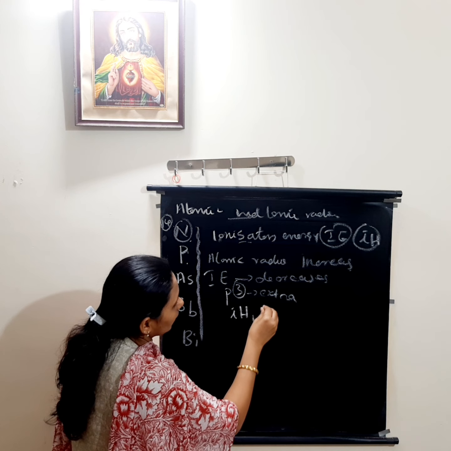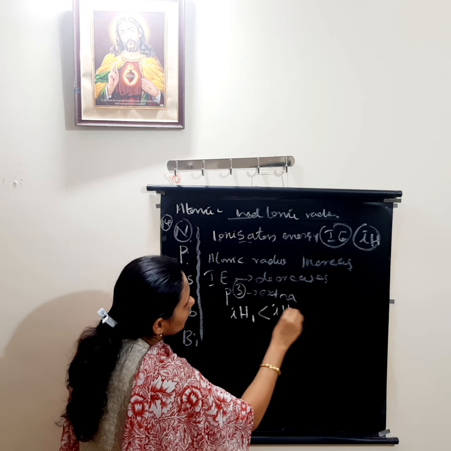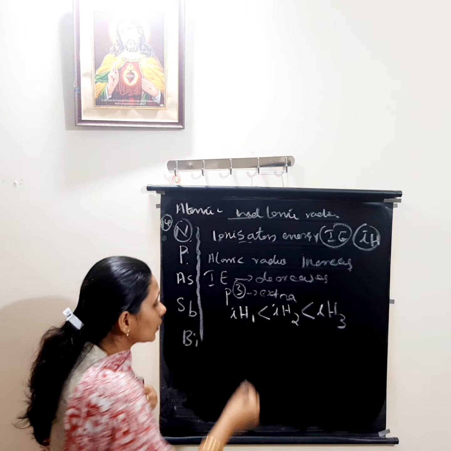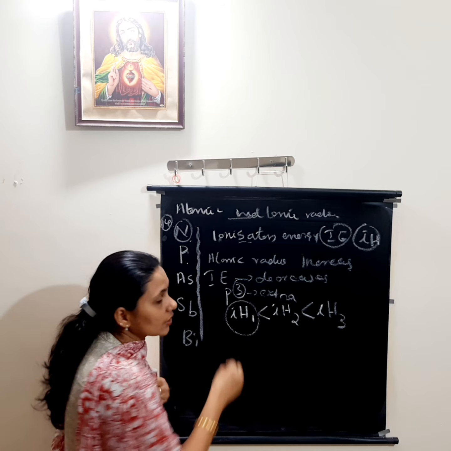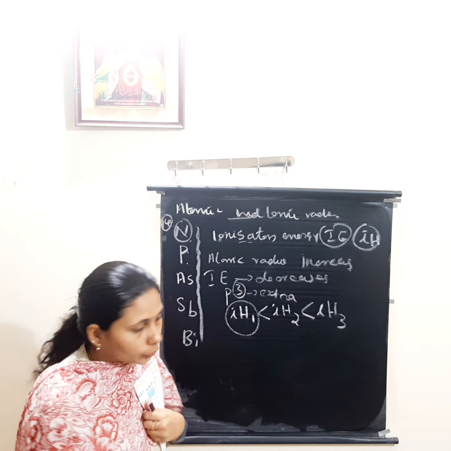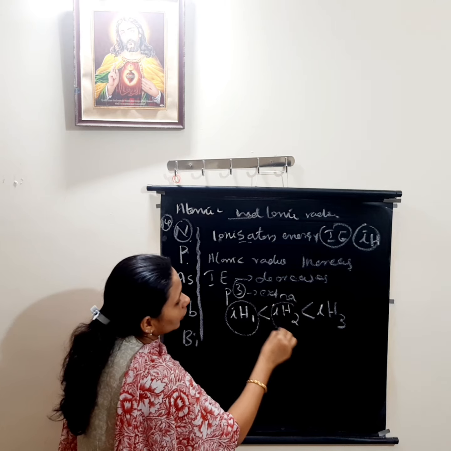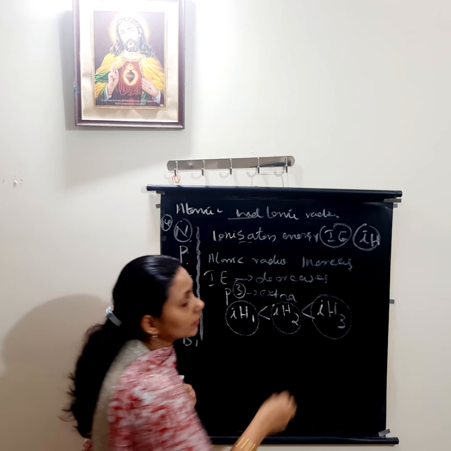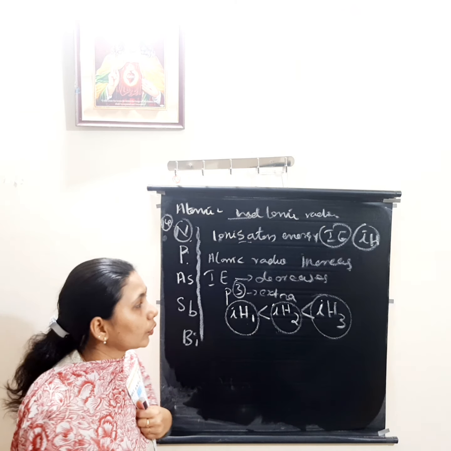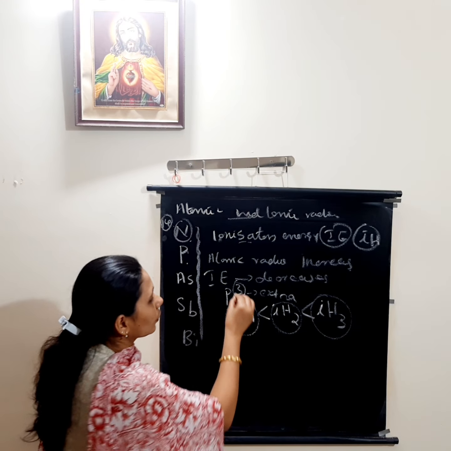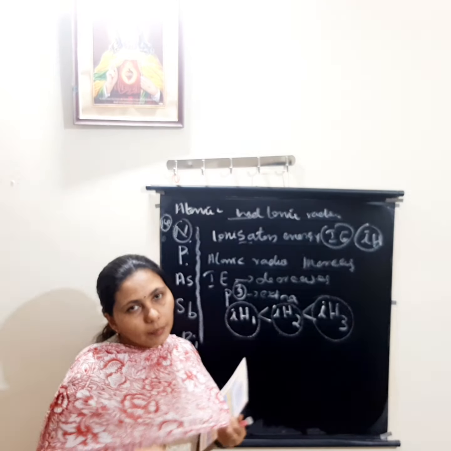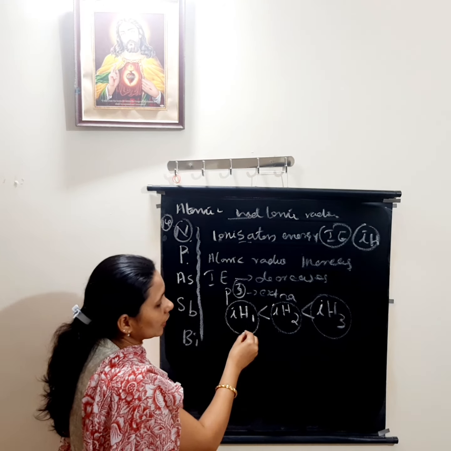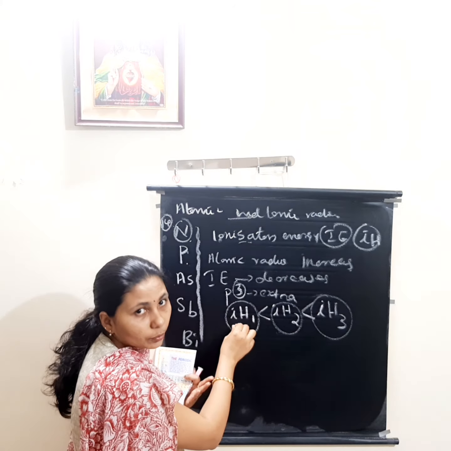First ionization energy, then second ionization energy and third ionization energy. First ionization energy is the energy required to remove the first electron. It is less than the energy required to remove the second electron. And which one requires more energy? The third electron. For removing the third electron, we have to supply more energy. Why? Because P3 has extra stability because of half-filled orbitals.